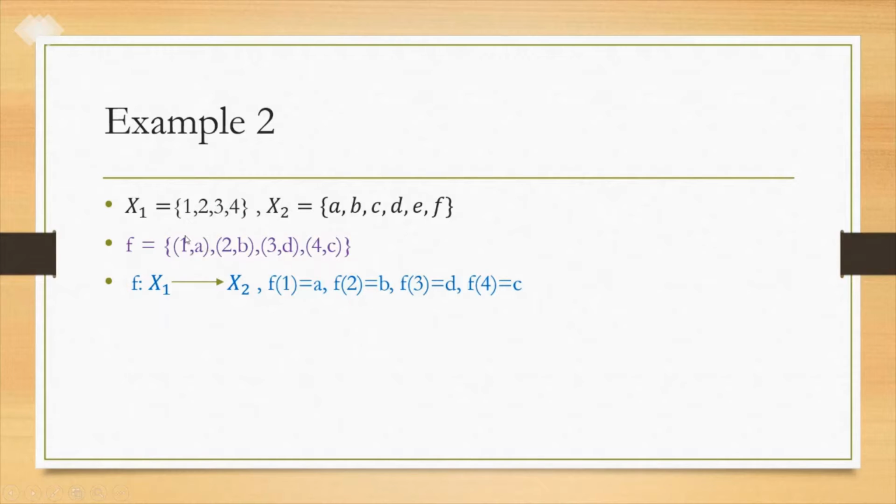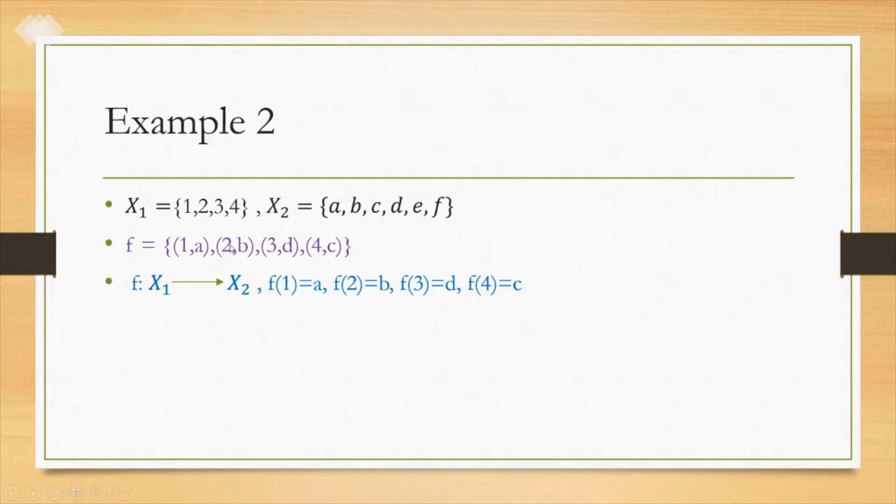So consider f equal to the set {(1,a), (2,b), (3,d), (4,c)}. So consider the element 1 in x1. 1 has an image a, 2 has an image b, 3 has an image d, 4 has an image c. So every element in x1 has an image. Now 1 has how many images? 1 has only one image a. So there is no other pair starting with 1. So that is what we mean by 1 has only one image a.